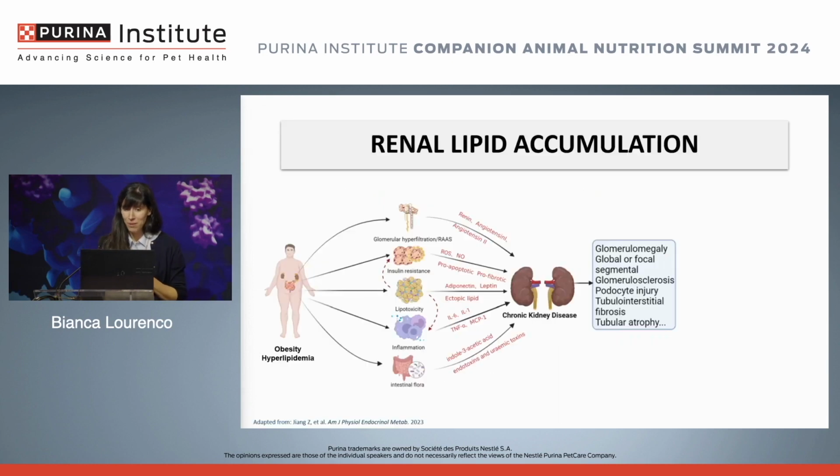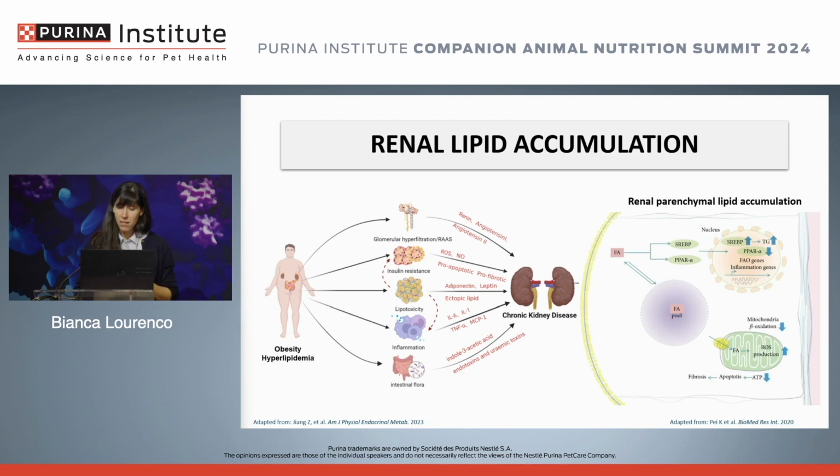Now, in people, obesity and hyperlipidemia are independent risk factors for development of chronic kidney disease. And there's many reasons for that. One of the things that is postulated is that renal parenchymal lipid accumulation is going to have negative effects, again, through reactive oxygen species generation, and mitochondrial damage might promote ongoing inflammation and then develop fibrosis.